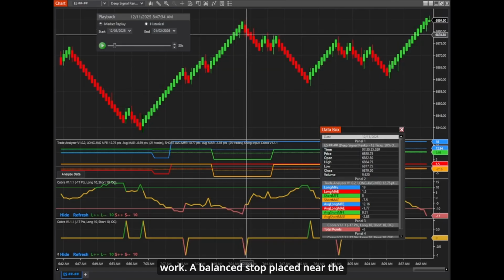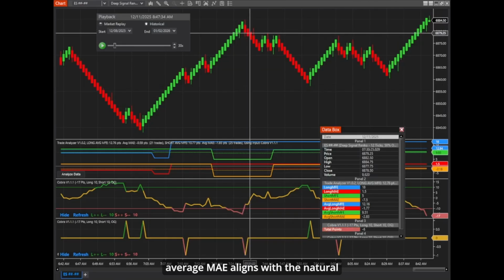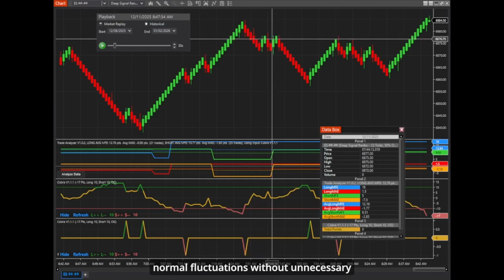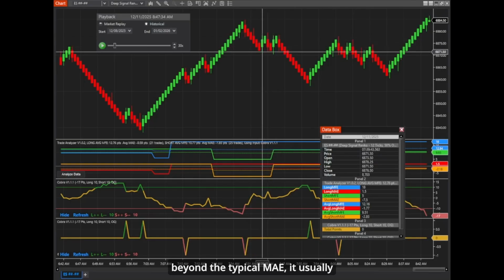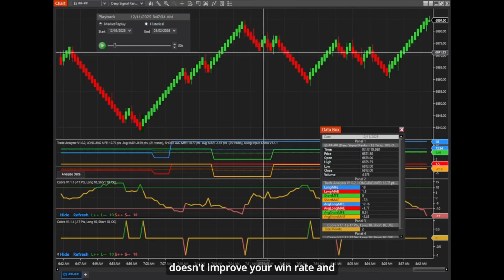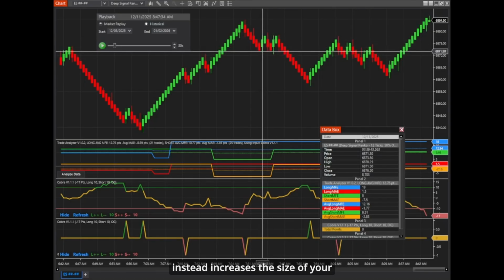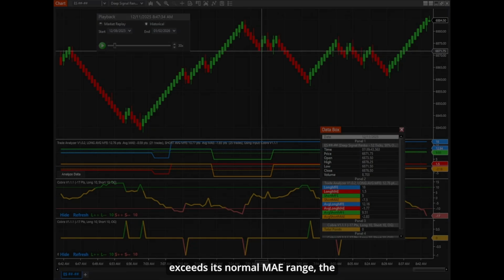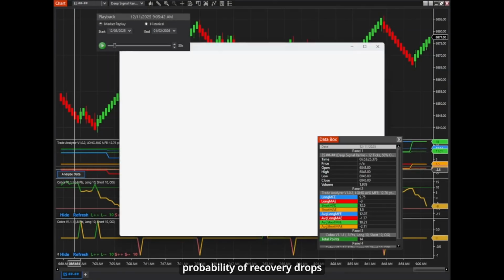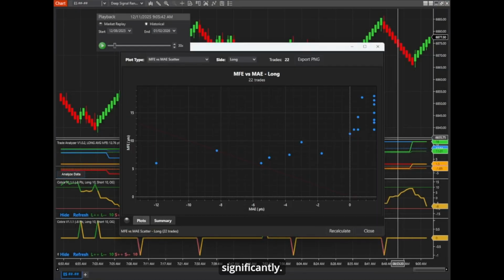A balanced stop, placed near the average MAE, aligns with the natural behavior of your trades and allows normal fluctuations without unnecessary exits. If your stop is too loose, far beyond the typical MAE, it usually doesn't improve your win rate and instead increases the size of your losses. Here's the key insight. Once a trade exceeds its normal MAE range, the probability of recovery drops significantly.